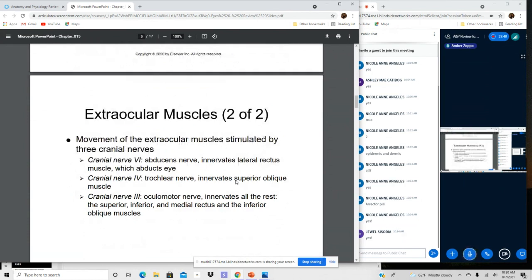The parallel axes are important because the human brain has a binocular single image visual system. The movement of the extraocular muscles is stimulated by 3 cranial nerves. Cranial nerve 6, the abducens nerve, innervates the lateral rectus muscle, which abducts the eye. Cranial nerve 4, the trochlear nerve, innervates the superior oblique muscle. And cranial nerve 3, the oculomotor nerve, innervates all the rest: the superior, inferior, and medial rectus, and the inferior oblique muscles. Okay?